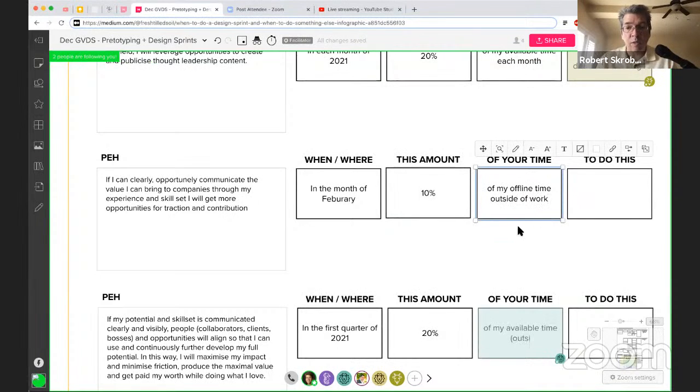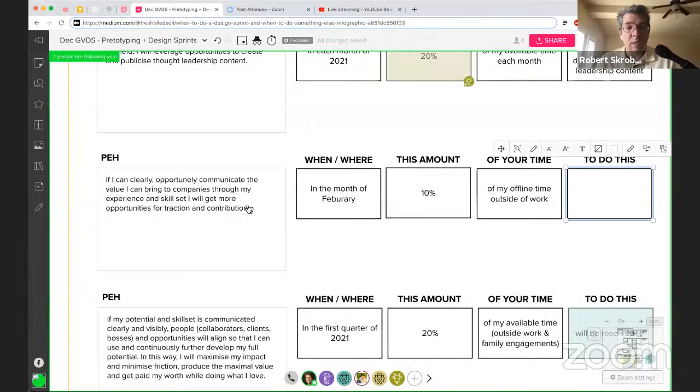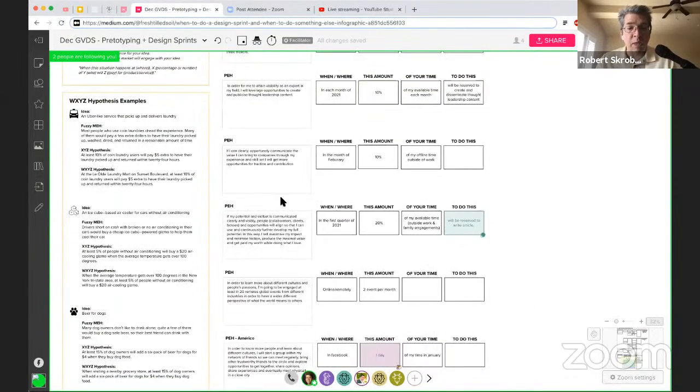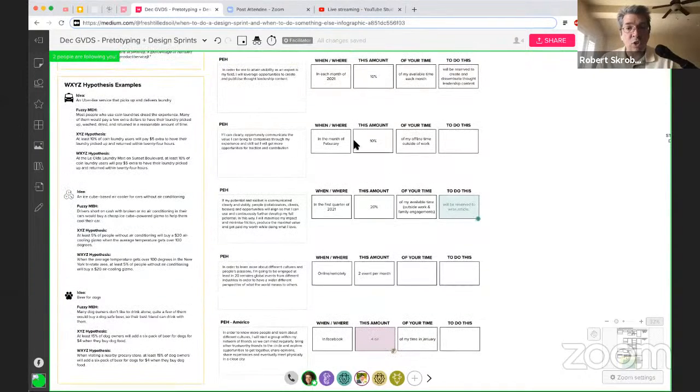So that's how you'll basically map what you're going to be doing to achieve this particular goal. What exactly you're going to be doing to communicate the value you can bring to companies through your experience and your skill set, how is that going to manifest? So if you're the owner of that and you haven't put it over here yet, feel free to elaborate on this from what I've done and change around what you think should be there. And let's see what comes out of this.